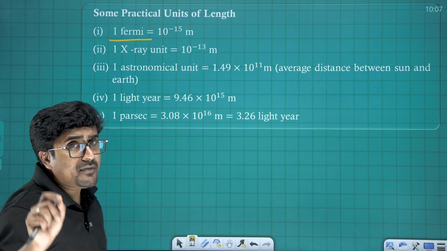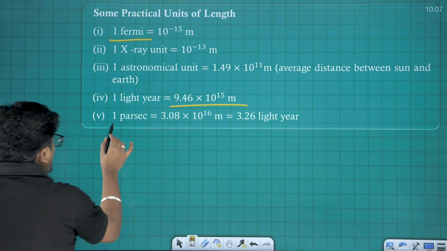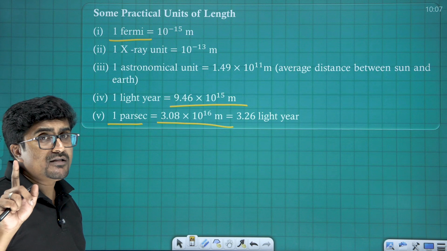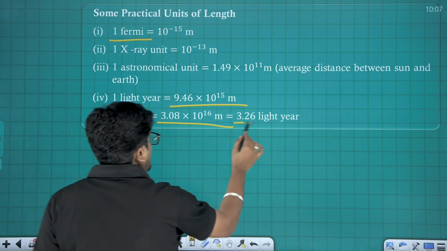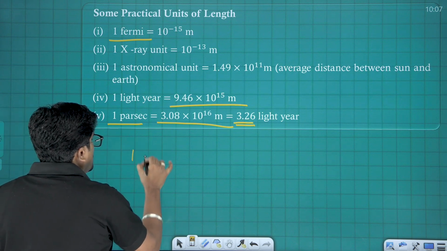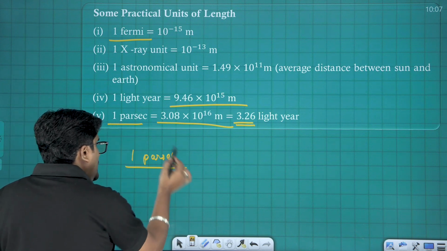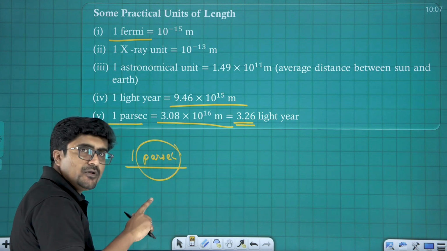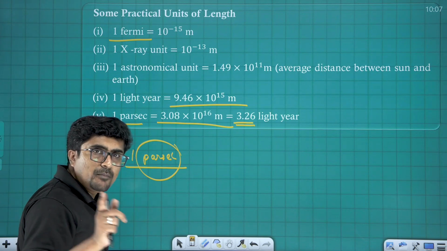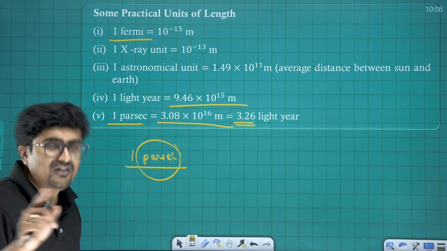1 light year is the distance traveled by light in 1 year, that is 9.46 into 10 to the power 15 meter. And next one is 1 parsec, that is 3.08 into 10 to the power 16 meter. In terms of light year, that is 3.26 light year. Here I have to tell you something very, very important. If you closely watch the name of the unit parsec, it has a similarity with a unit of time. But always remember, parsec is not a unit of time, it is a unit of length.